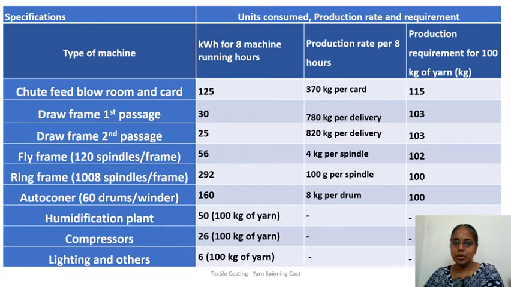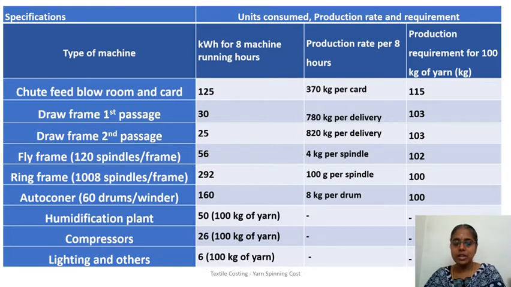The next is a calculated value given here. It is the production required for 100 kg of yarn. When you need 100 kg of yarn in the ring frame, that is 100 GPS and a 1000 spindle machine, then you will produce 100 kg of yarn in the ring frame. Assuming no waste in the auto corner, we have given 100 for ring frame and auto corner. For 100 kg of yarn production in the ring frame, what is the production required in the previous departments? That is fly frame 102, draw frame 103, and card 115. This data is given for a carded yarn.